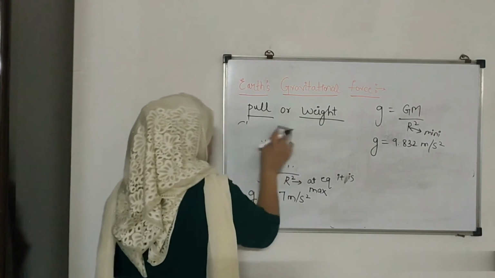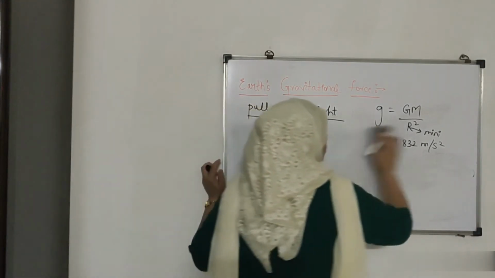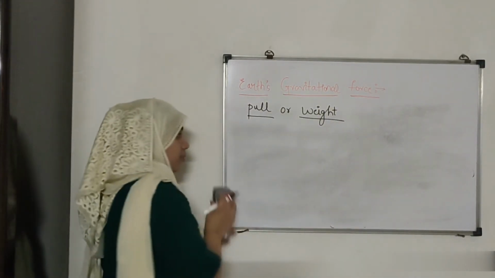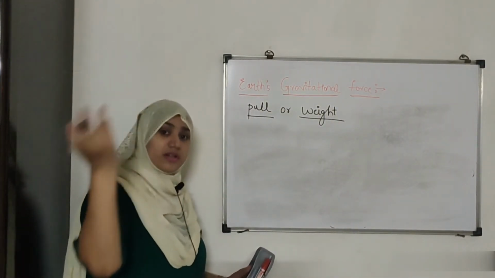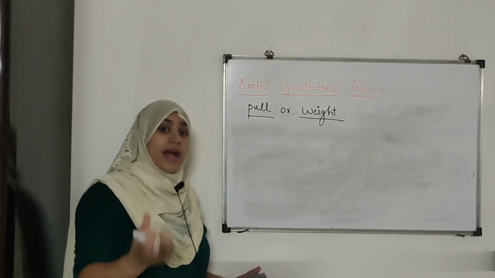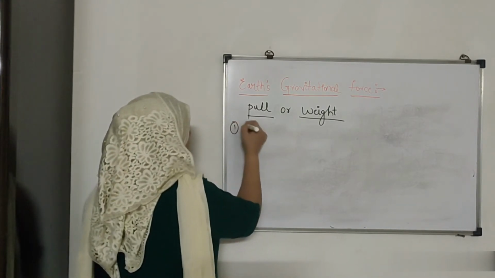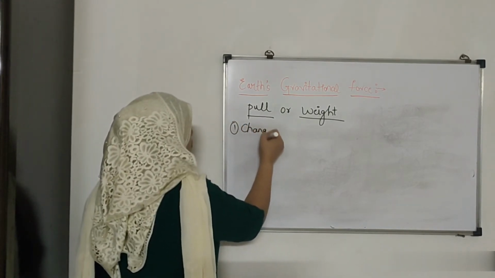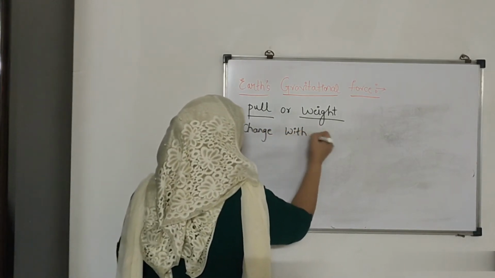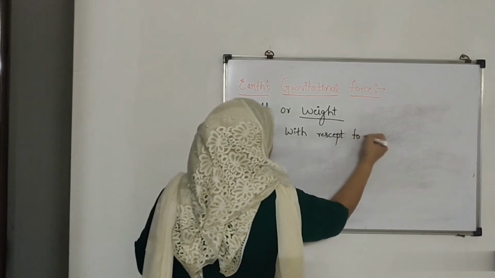Now next, the most important one, is the change due to height. What happens when you go above the Earth? Suppose a satellite is going above the Earth. What is basically happening? How much is the force by the Earth on that satellite? We need to see that. So, change in g with respect to height.